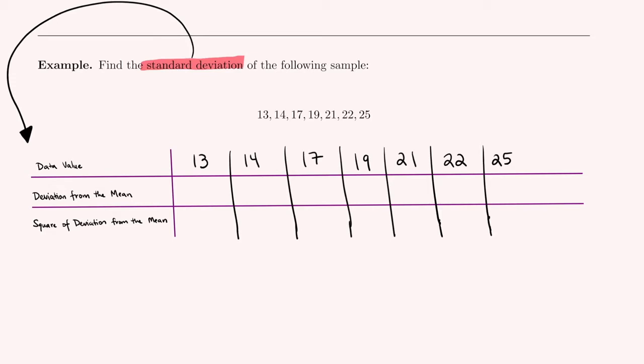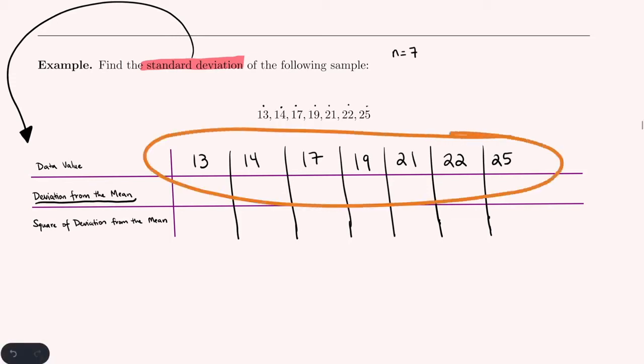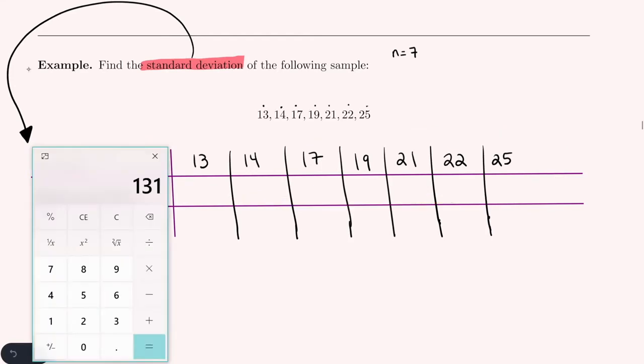Next, before we can find the deviation from the mean, we need to know what the mean is. So in calculating the mean, we first count how many data items there are. 1, 2, 3, 4, 5, 6, 7. So n is 7. We know the mean says to add all the data items together. So in our calculator, let's add these together, and then we'll divide that by 7.